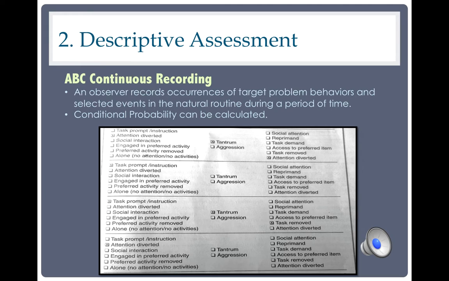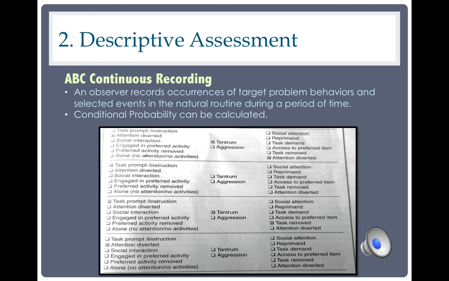ABC continuous recording is when an observer records occurrences of target problem behaviors and selected events in the natural routine during a period of time. The picture shown is part of figure 24.2 on page 507 of the textbook. You can see here that the data is taken each time a targeted event happens, which may also function as an antecedent for the target behavior. The data taken through ABC continuous recording show occasions where the target behavior did not occur.